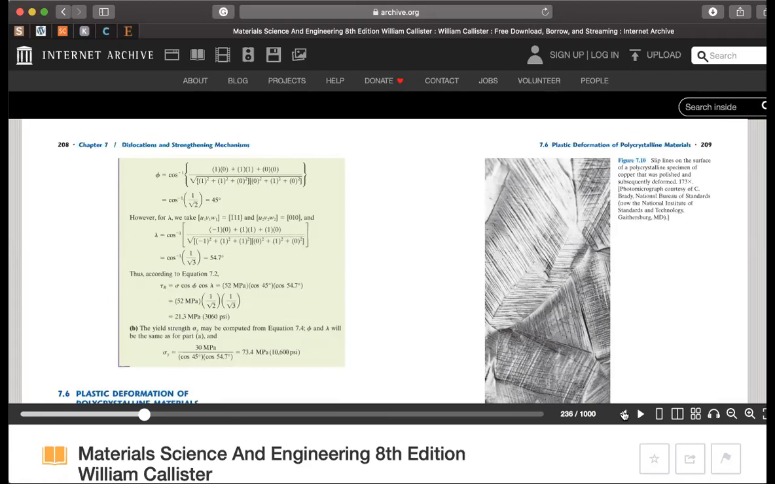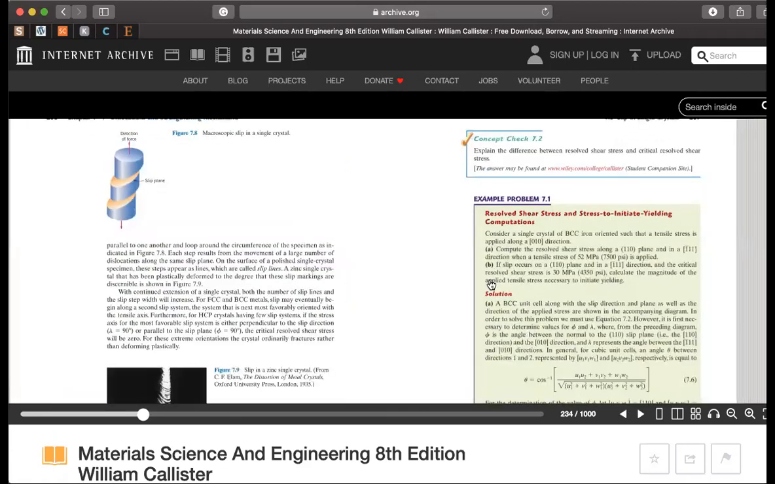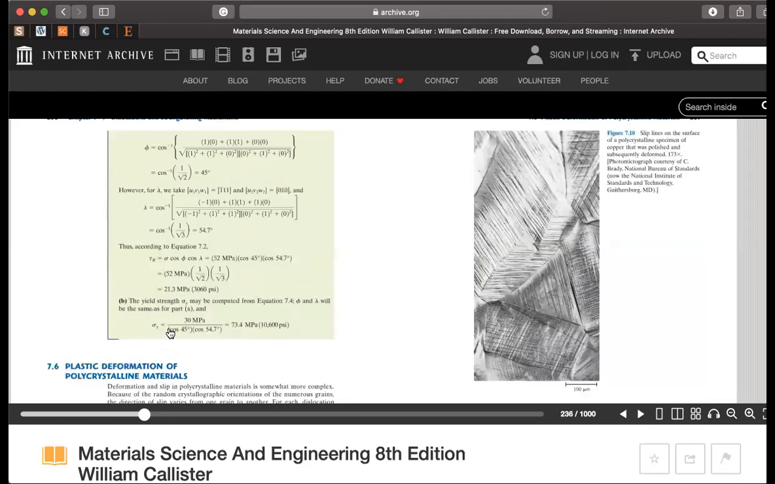So the second part of the question says, if slip occurs, meaning the dislocation will move on the same plane and the same direction, and the critical resolved shear stress is 30 megapascal, calculate the magnitude of the applied stress necessary to initiate yielding. Remember, we were able to correlate sigma y with the critical resolved shear stress, right? So I plug in the critical resolved shear stress. I have the same angles that describe the orientation of the plane and the axis, and that allows you to calculate sigma y.